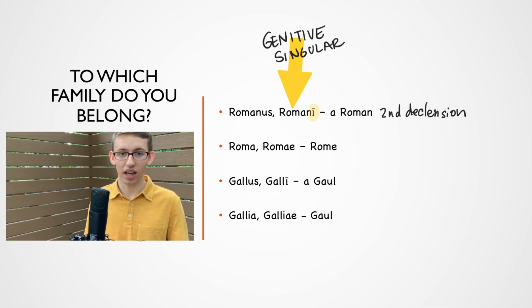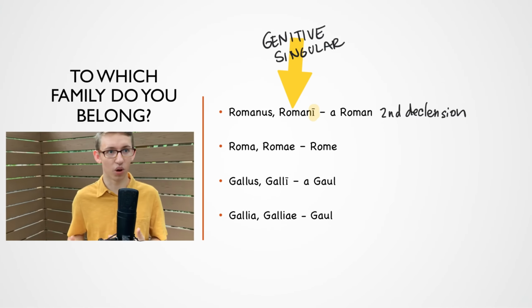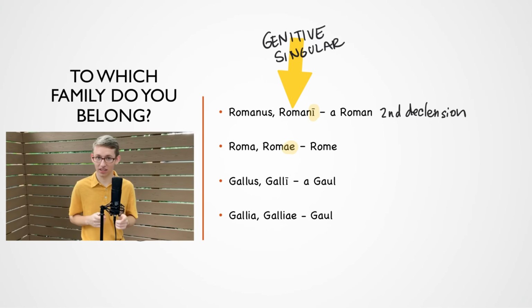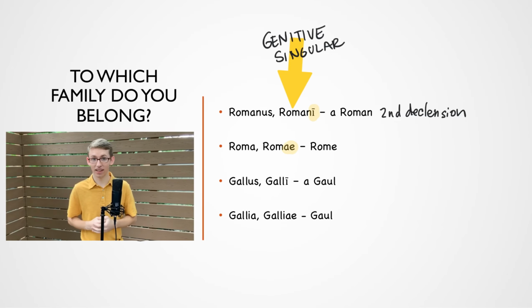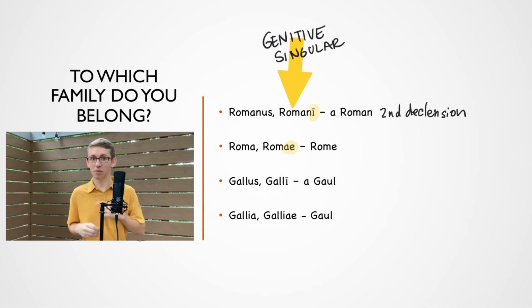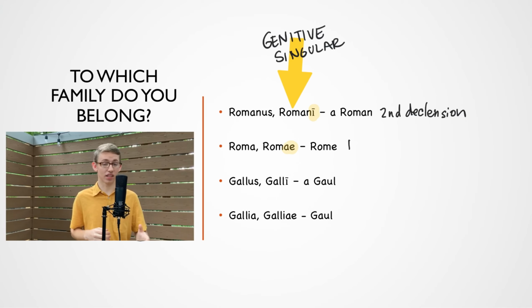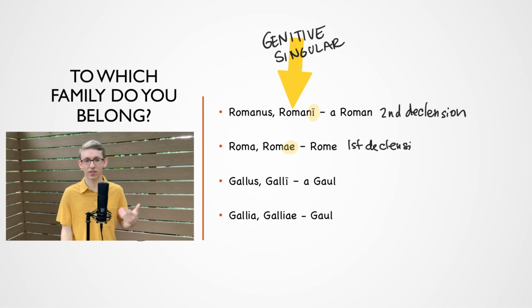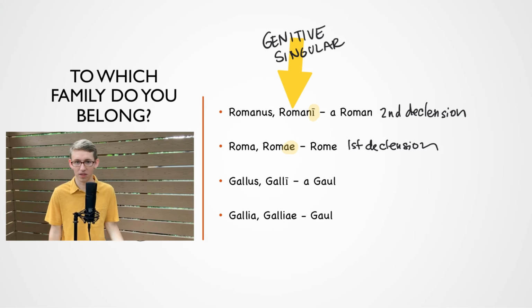Now, we move on. We have Roma, Romae, which means Rome as in the place. Now, looking at that genitive singular, we see that AE, right? That's not that I with the macron over it. That's an AE, which means that this is first declension. So we use first declension endings. See, it's pretty easy, and I'm sure you guys have already identified the rest of them even.